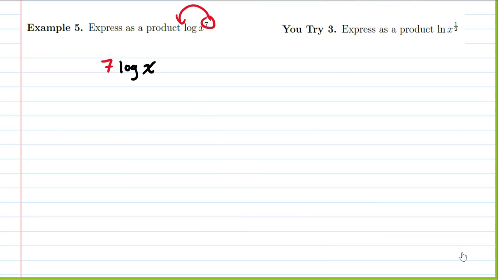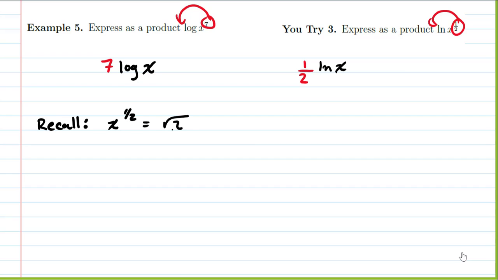All right, so doing the exact same thing, we're going to swing that 1/2 out in front. So we get 1/2 times the natural logarithm of x. So a natural logarithm of x to the 1/2 power is 1/2 times the natural logarithm of x. So we need to recall a couple of things. The first fact is x to the 1/2 is the same as the square root of x.